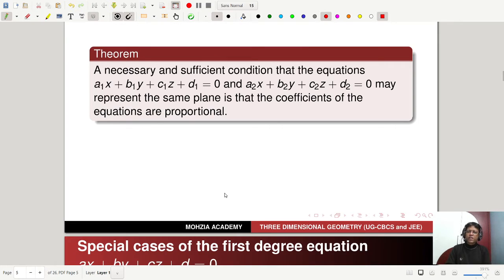Next, we'll state a theorem: a necessary and sufficient condition that the equations a1x plus b1y plus c1z plus d1 equal to 0 and a2x plus b2y plus c2z plus d2 equal to 0 may represent the same plane is that the coefficients of the equations are proportional. Okay, so a1 by a2 equal to b1 by b2 equal to c1 by c2. So they will represent the same plane if the coefficients of the equations are proportional.